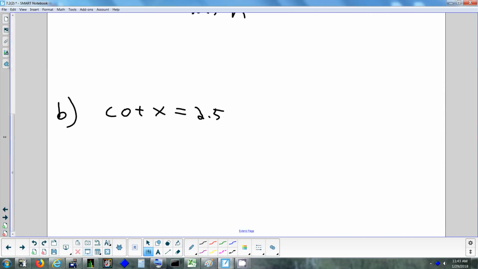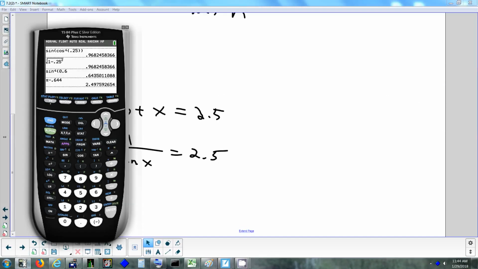Okay, cotangent, do we have a button for that on the calculator? No. So how can I type in cotangent? Right, I've got to rewrite this problem like this. That's how I have to type it in. All right, so let's do 1 divided by tangent. And let's put 2.5 in y2.